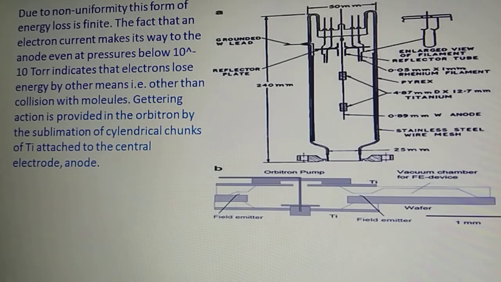Due to non-uniformity, this form of energy loss is finite. The fact that an electron current makes its way to the anode even at a pressure below 10 to the power minus 10 torr indicates that electrons lose energy by other means. Other means, that means other than collision of the electrons with themselves, right? Gettering action is provided in the orbitron by the sublimation of cylindrical chunks of titanium attached to the central electrode, the anode.